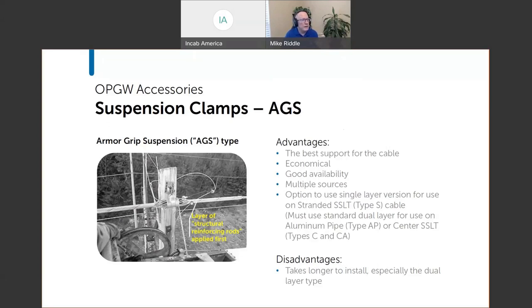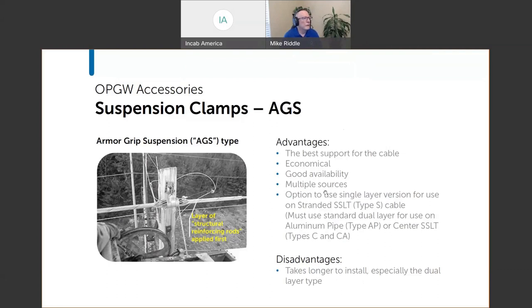Now, with the stranded stainless steel tube type OPGW design, you can use just a single layer version of this cable. So you don't need the layer of structural reinforcing rods. You can just use a dead end. Now, you can't use a conductor AGS. Why not? Well, that's because in the US, OPGW is left-hand lay, but conductor is right-hand lay. So you can't just go grab a conductor AGS unit that's sized for your OPGW diameter, because it's made for right-hand lay conductor, not left-hand lay OPGW. If you did that, the part would not have good slip strength. So that would not be a good thing to do.